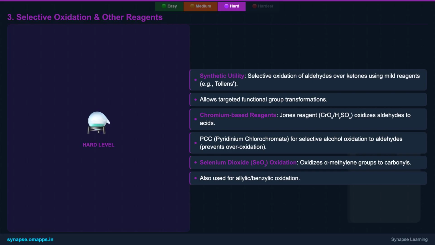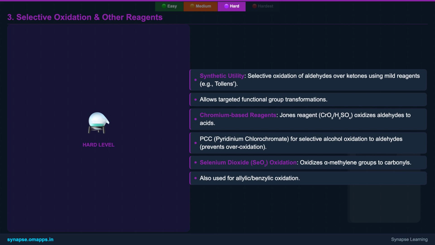The selective oxidation of aldehydes versus ketones is a powerful tool in organic synthesis. Imagine a molecule with both an aldehyde and a ketone. We can selectively oxidize the aldehyde to a carboxylic acid using mild reagents like Tollens' reagent without touching the ketone. This precision is invaluable for complex synthesis.